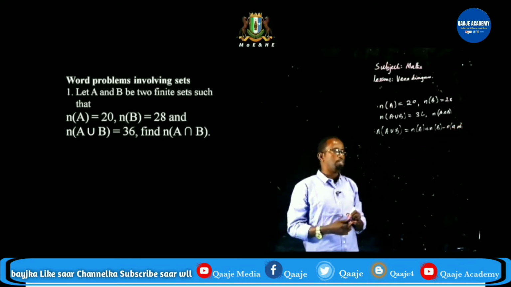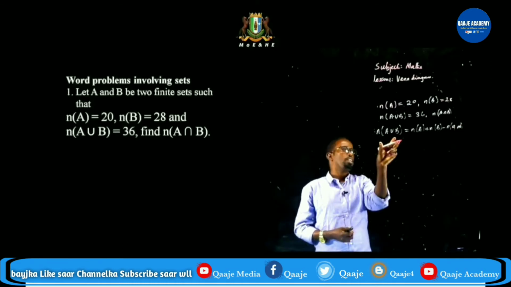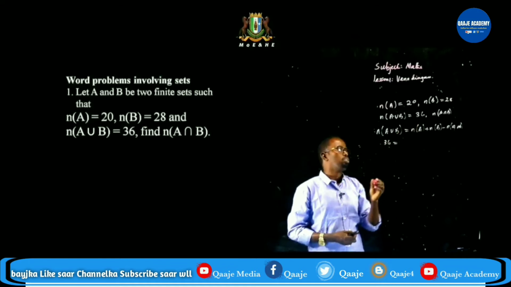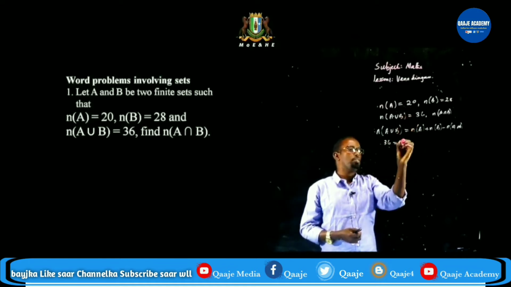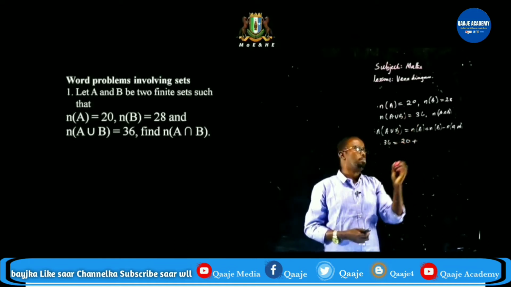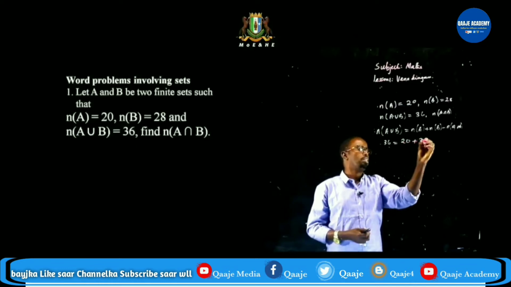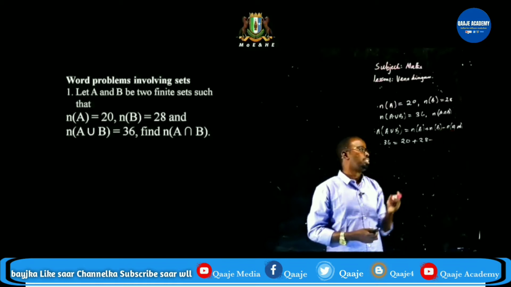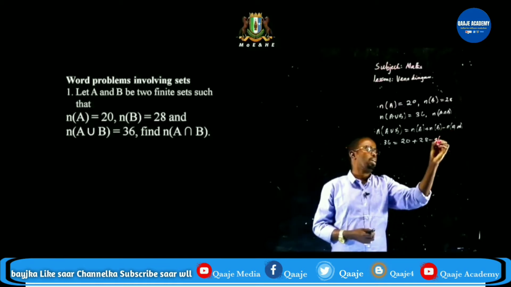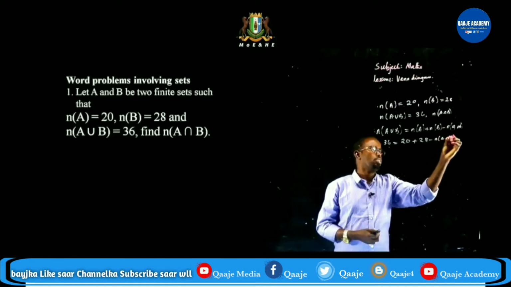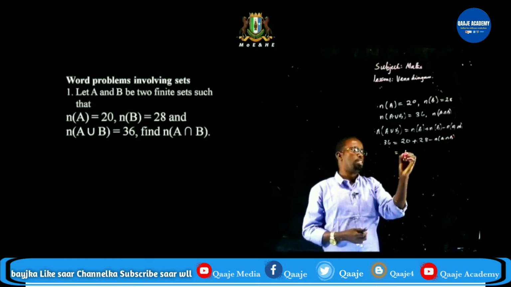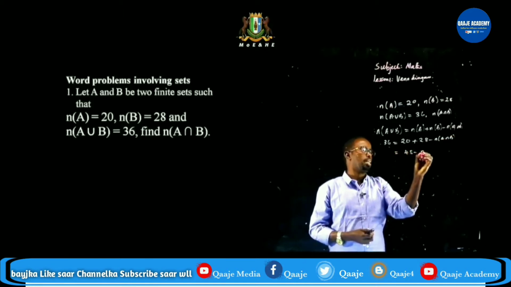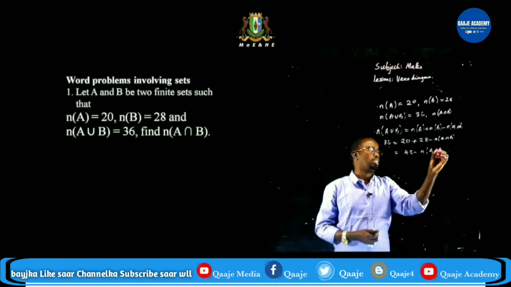A intersection B. So the union you are given, the union is 36. 36 is equal to the number of elements in A, we have 20, plus the number of elements in B, 28, minus the number of elements in A intersection B. So you add these two together, you get 48. 48 minus n(A intersection B).